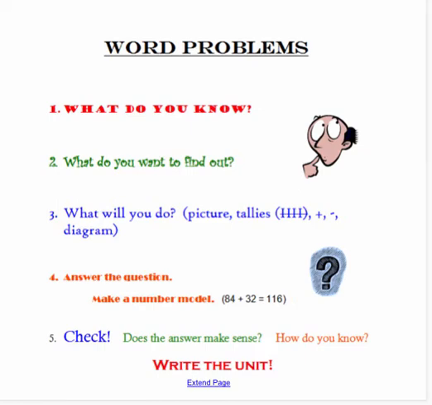Word problems. When we solve word problems, there's 5 things we want to think about. Step 1, what do you know from the word problem? Step 2, what do you want to find out? Step 3, what will you do to solve the word problem? You could use pictures, tally marks, draw diagrams. Step 4, you're going to answer the question and write a number model. And step 5, check, does your answer make sense? If so, how do you know it makes sense? And also remember to write the unit.